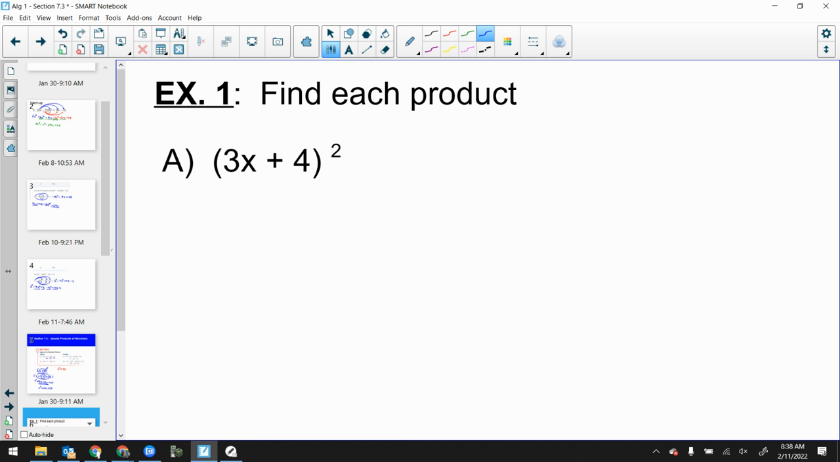I got 3x plus 4. Can we foil this? Of course. But let me show you. Square the first. What do I get when I square 3x? 9x squared. Let's jump to our last term. What do I get when I square 4? 16.